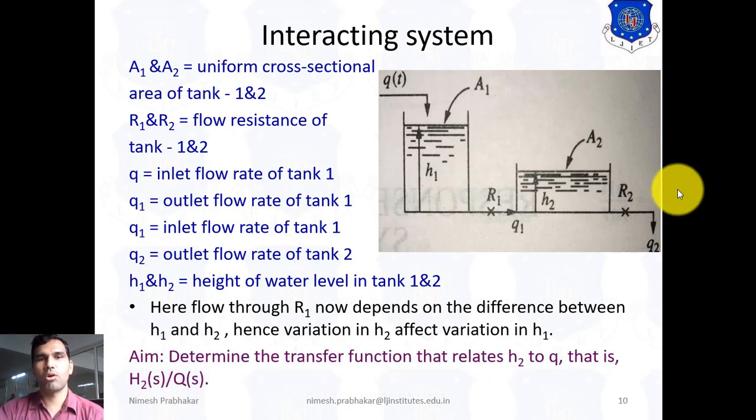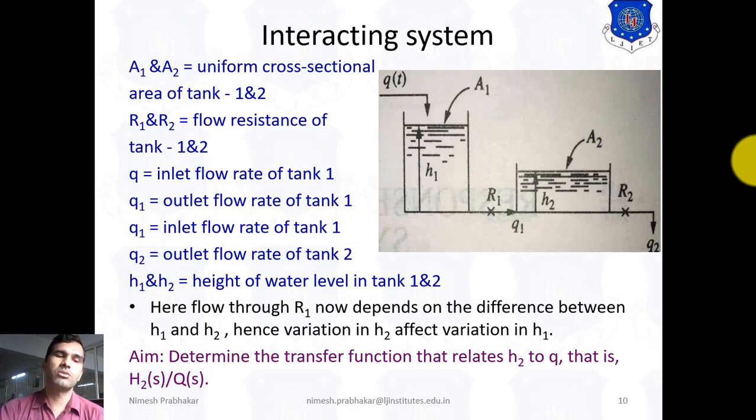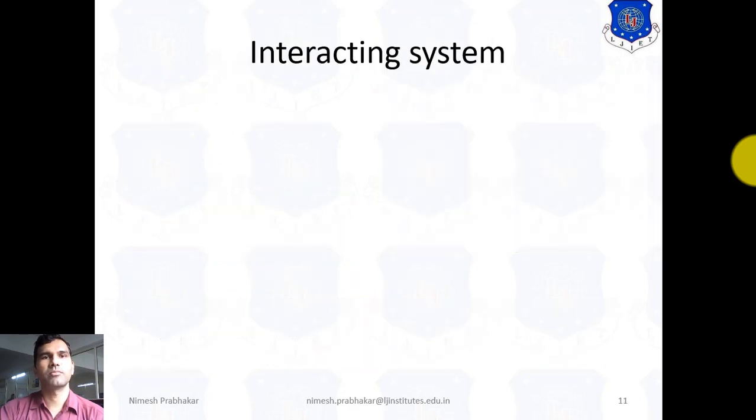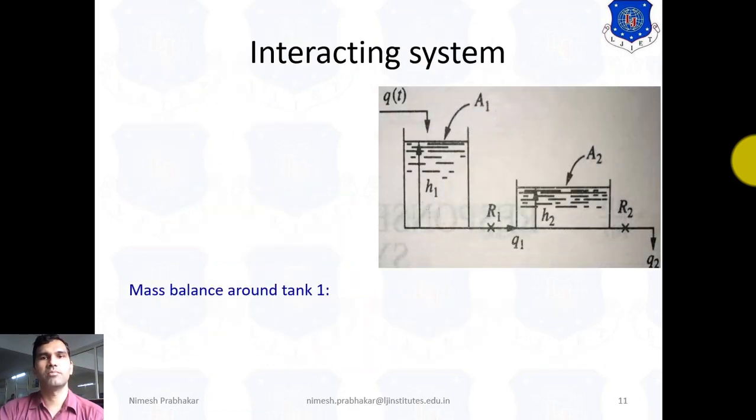So the aim is also the same as the non-interacting system, to determine the transfer function of the relation between H2 and Q, that is nothing but H2(s) upon Q(s). So the assumptions are the same as in the non-interacting system. So we start here for the interacting system.